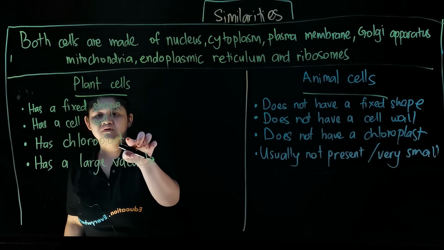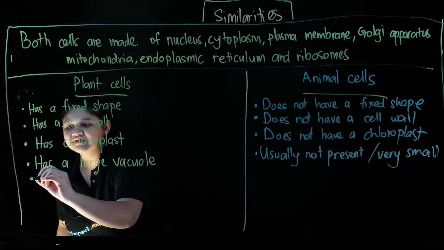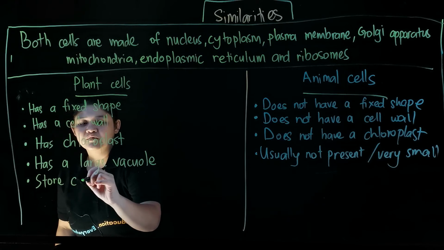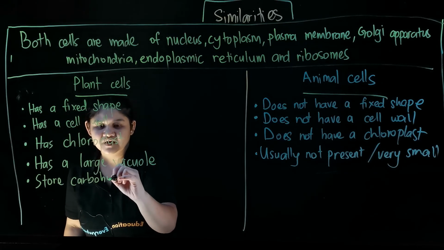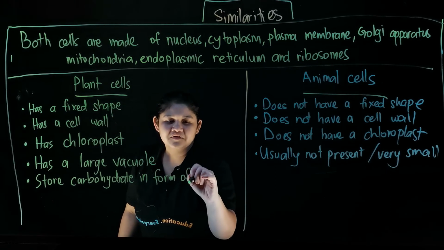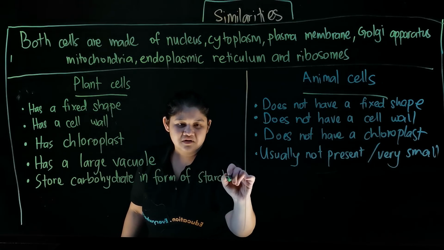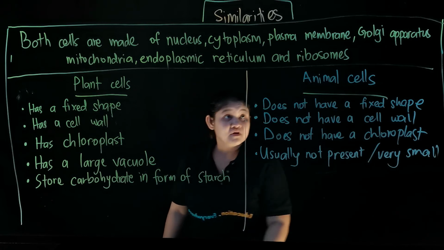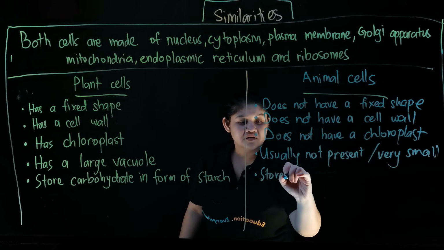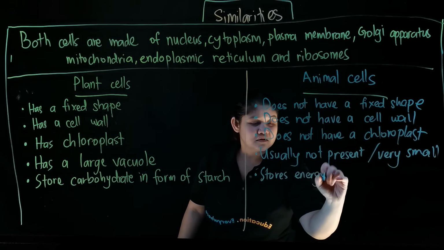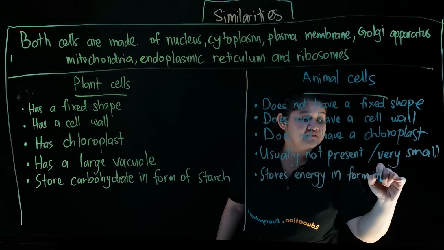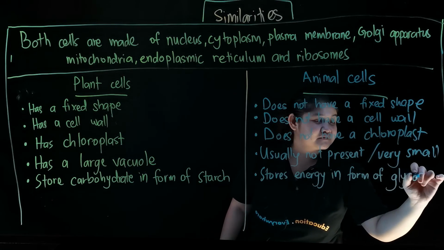Since we have chloroplast here, how does a plant cell store food? Plant cells store carbohydrate, food, energy, in the form of starch. An animal cell stores energy in the form of glycogen.